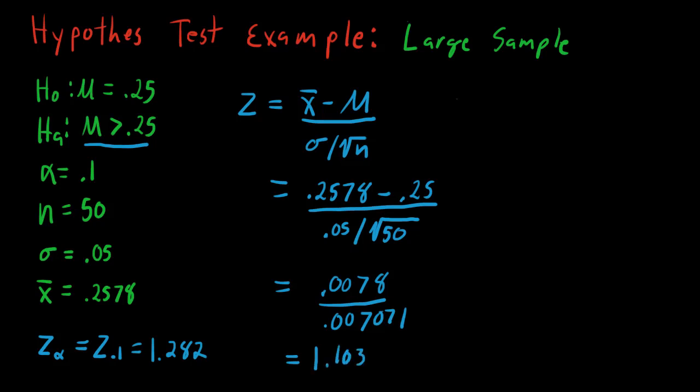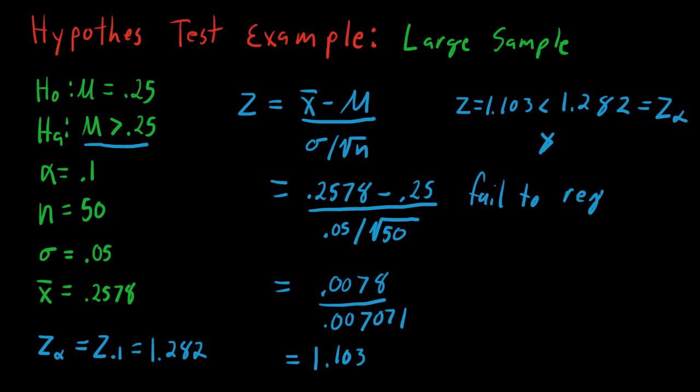So for our test, we have z is equal to 1.103, which is less than 1.282, which is equal to our z of alpha. So at that point, we have 1.103 is less than our z sub alpha, but our test is for mu is greater than 0.25, so that means that it is not greater than, so we fail to reject our null hypothesis.